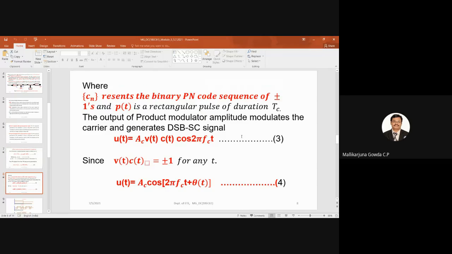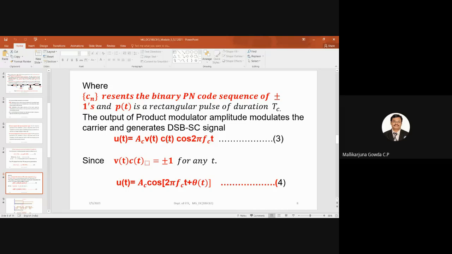Okay. So after that, what we do is we multiply that, right? Means V of t and C of t. So when I multiply, it is nothing but a product modulator, right? Information signal is multiplied with the pseudonoise sequence. V of t into C of t we get. So when we multiply, what we get? We get a DSBC signal. This we know very well with respect to your analog communication only.